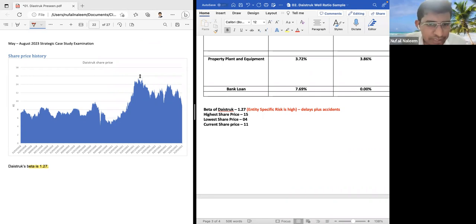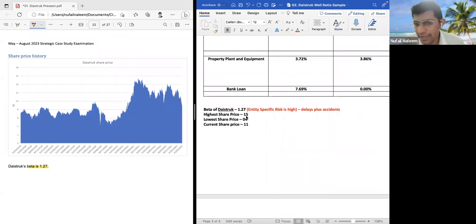Now, students, if you observe here, the highest share price in this case is somewhat closer to 15. So this is the highest level they have achieved. They achieved that somewhere at the end of 2022. And the lowest one, if I'm not mistaken, is 4, which is somewhere in 2020. And the current price is 11. These are my judgments, students. So just remember, these are our judgments.